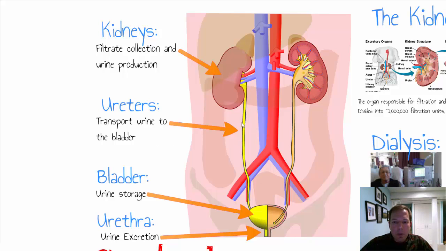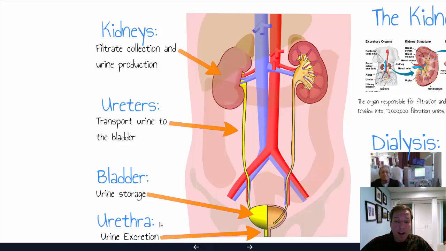The ureters are going to be the tubules that are going to carry the filtrate down from the kidney into the bladder. The bladder is where urine will be stored until ultimately it'll be excreted from the body through the final tubule called the urethra.